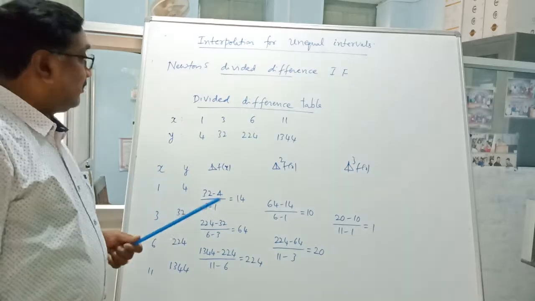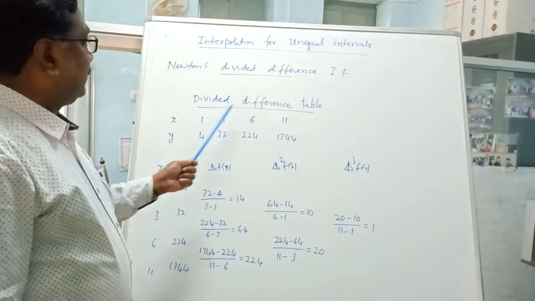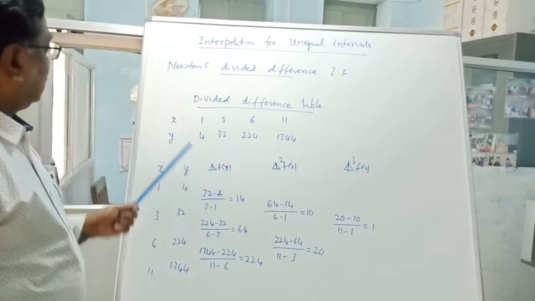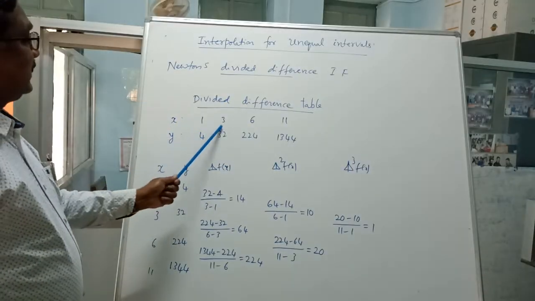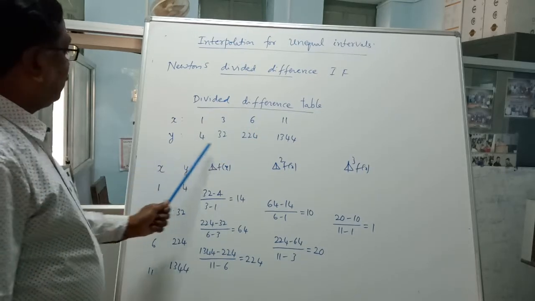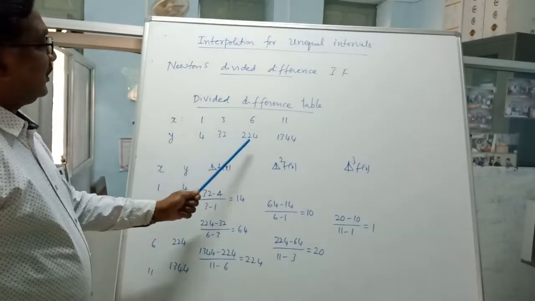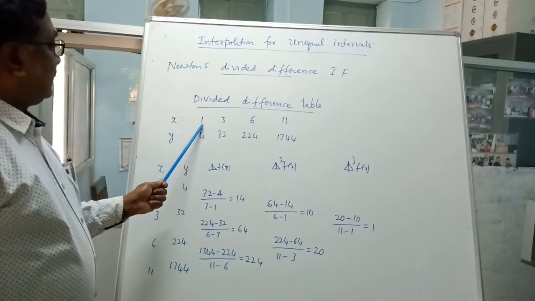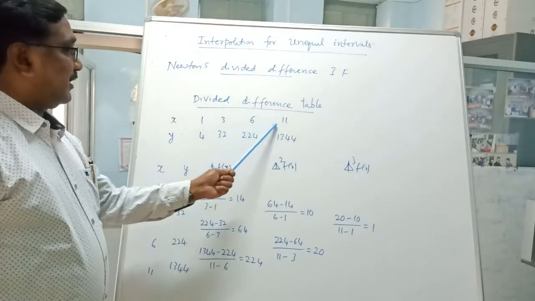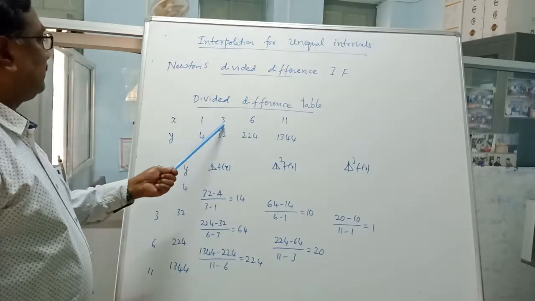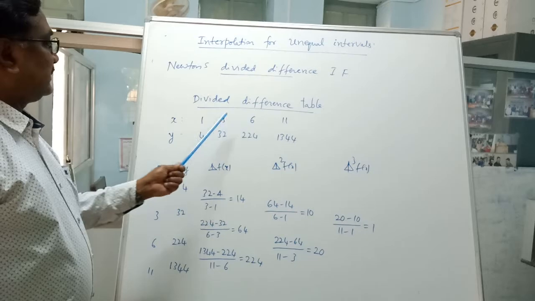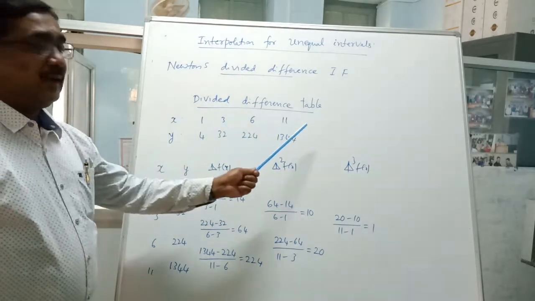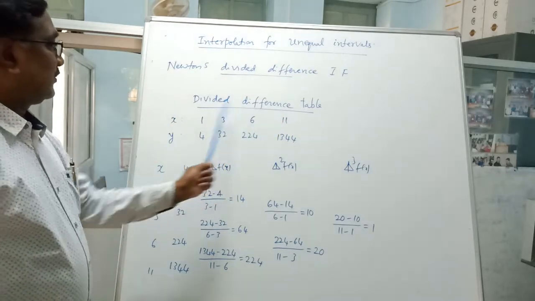Okay, see the example now. How are we going to construct the divided difference table for the given set of values? This is most important, you have to observe carefully. These are the given values of x: 1, 3, 6, 11, and the corresponding values of y are 4, 32, 224 and 1344. First we have to observe whether the value of h is constant or not. 3 minus 1 is 2, 6 minus 3 is 3, 11 minus 6 is 5. h is not constant, so these are unequal intervals.